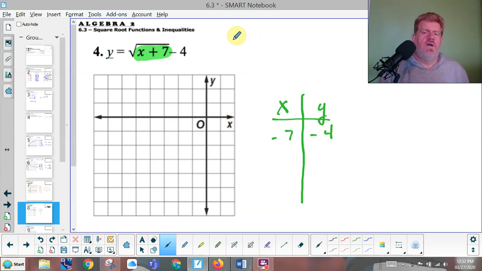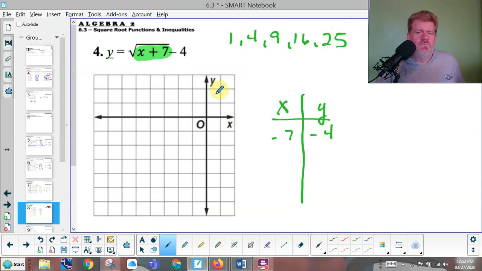Remember I told you our square numbers were 1, 4, 9, 16, 25, etc. We probably don't have to ever go past that on these graphs, I'm guessing. How do I get 1? Would -6 plus 7 give you 1? So we'll do -6. So -6 plus 7 is 1. The square root of 1 is 1. 1 minus 4 is -3. What would give us 4? -3 plus 7 is 4. Square root of 4 is 2. 2 minus 4 is -2.